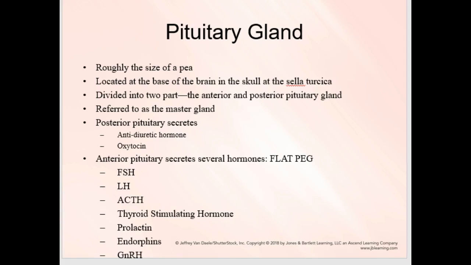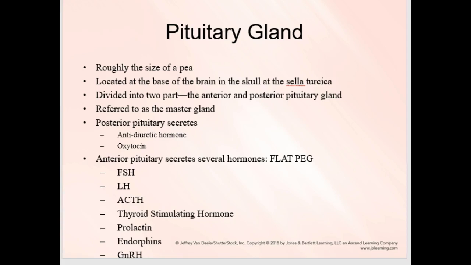Follicle-stimulating hormone and luteinizing hormone should sound familiar. We study those in reproductive. ACTH should also sound familiar. This is going to stimulate the adrenal cortex. Thyroid-stimulating hormone known as TSH, pretty self-explanatory. Prolactin is going to help with the creation of milk. Oxytocin, if you remember, helps with the letdown reflex. Endorphins, we're not even going to get into the groupings of endorphins. The endorphins are endorphins, but they also can change in biochemical formation to form a multitude of things. We're just going to leave that one alone for now.